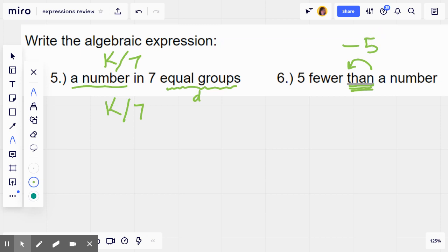And then it says a number, and I can pick any variable I want. I'm going to pick n, and there we go, n minus 5. Watch out for the than, because that's going to flip your order.